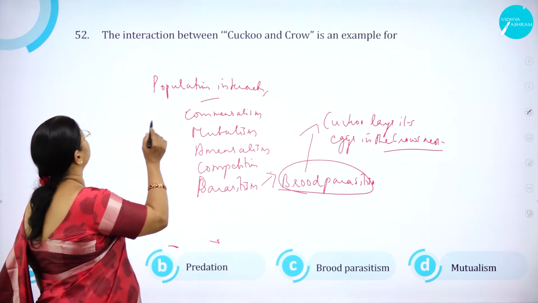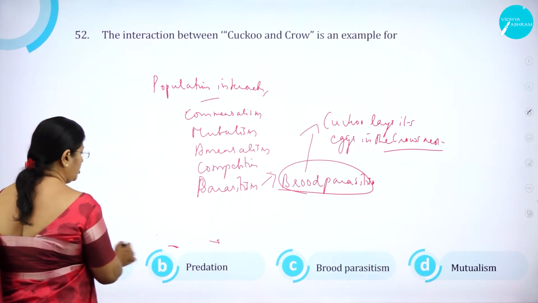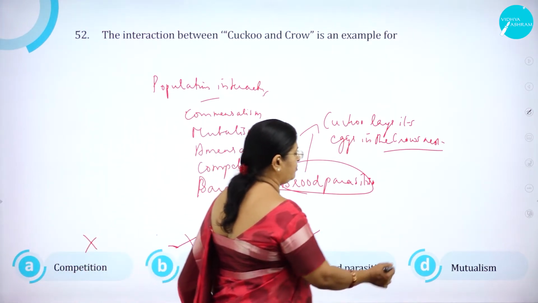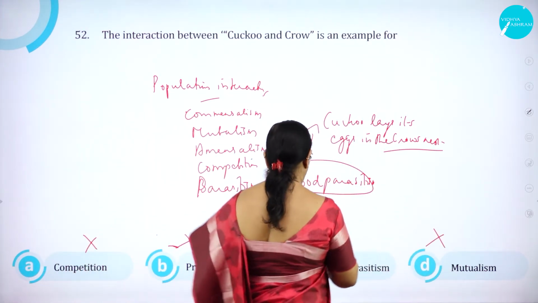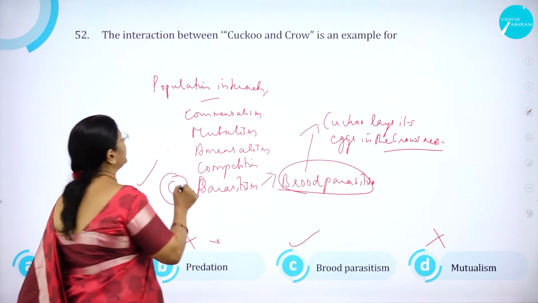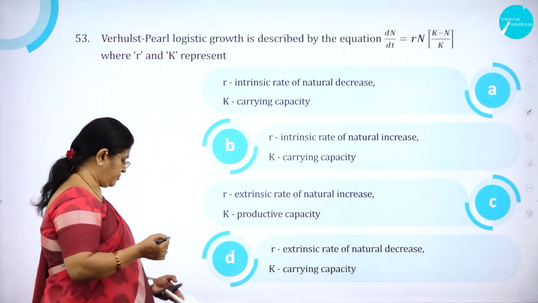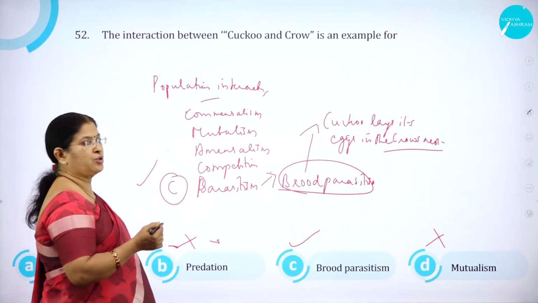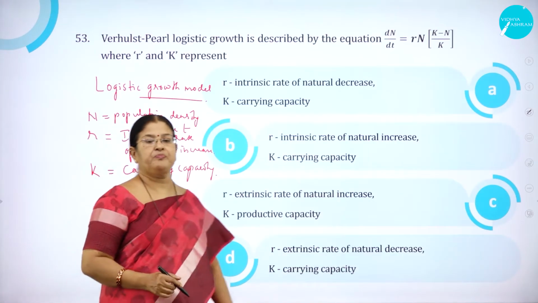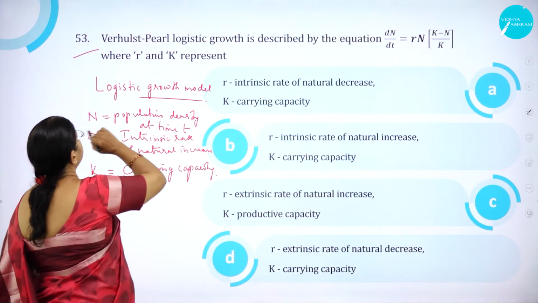So the interaction between cuckoo and crow is an example of competition, no. Predation, no. Brood parasitism, correct. Mutualism, no. So option C is correct. The interaction between cuckoo and crow is an example of brood parasitism. So moving on to 53rd question.